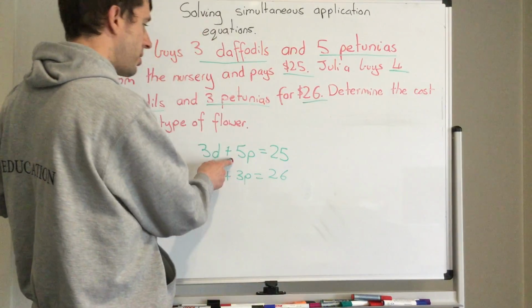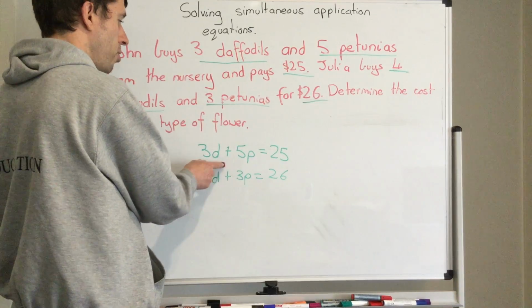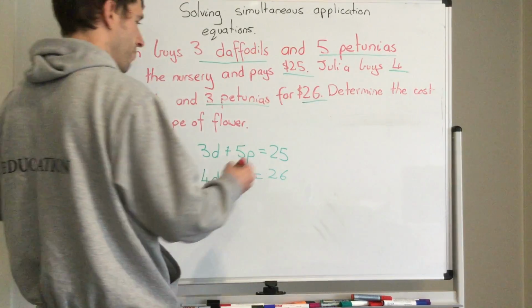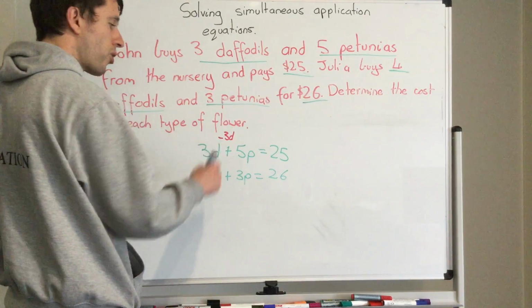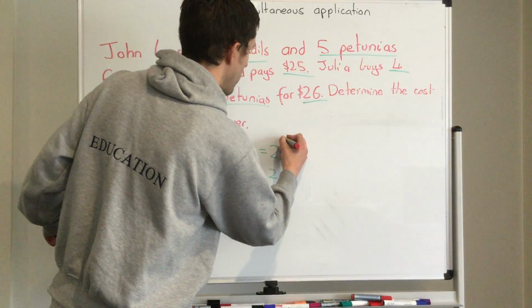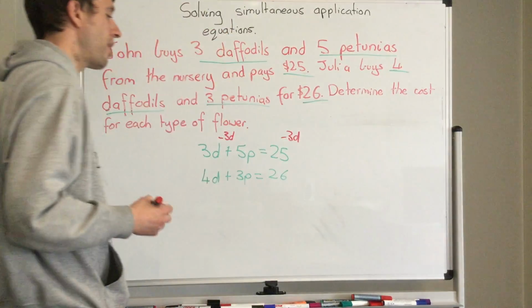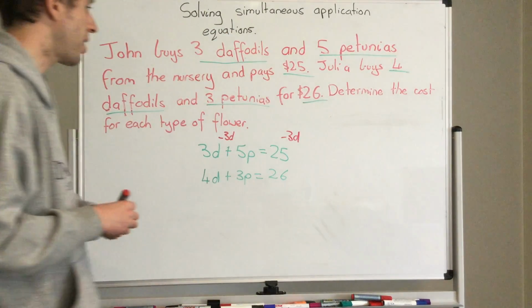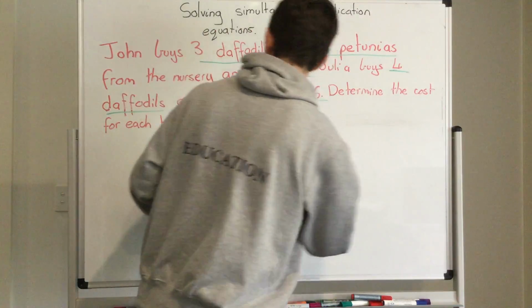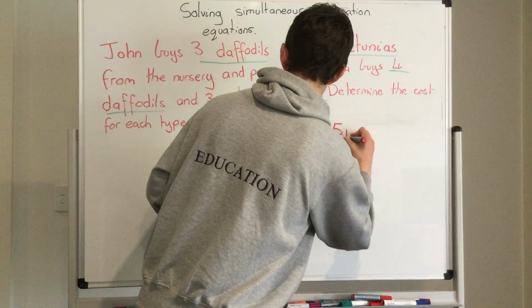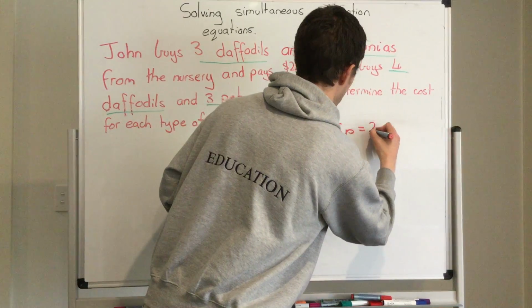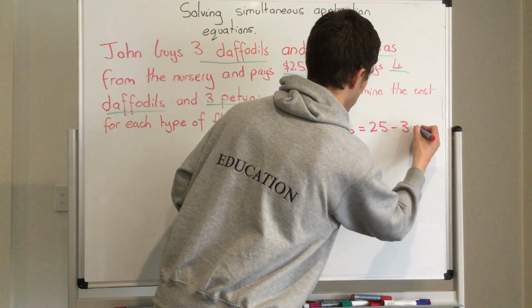So just to start off, I'm going to move 3D over to the other side. That means I am taking 3D away. If you take 3D away from one side, you'll take 3D away from the other side. So I can rewrite that equation now. I've got 3D take 3D equals nothing. 5P equals 25 take 3D.